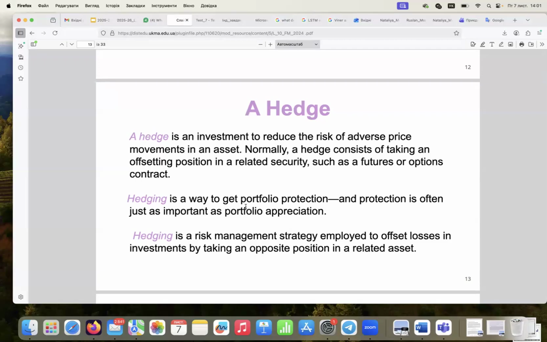Hedging is a way to get portfolio protection. Yes, it is not to trade only stocks, but to have an option. And from others, sometimes we mean a risk management strategy when we say hedging. It is hedge. It's like hedging.